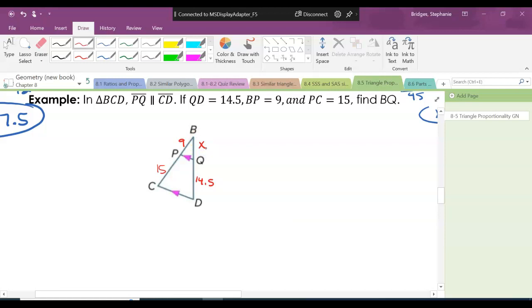Label your picture. Don't sit there and try to remember what everything is and where it goes. If you label your picture, then it's easier for you to set that thing up. So I want you to go ahead and solve that for me. Set up your proportion.